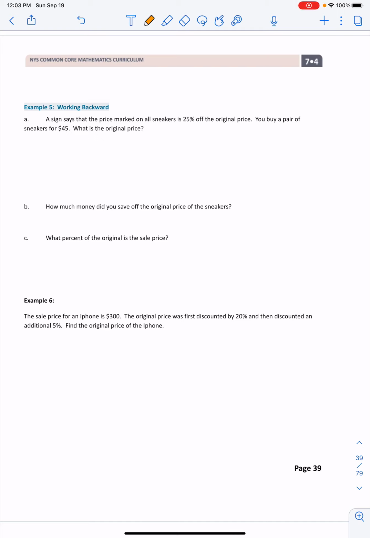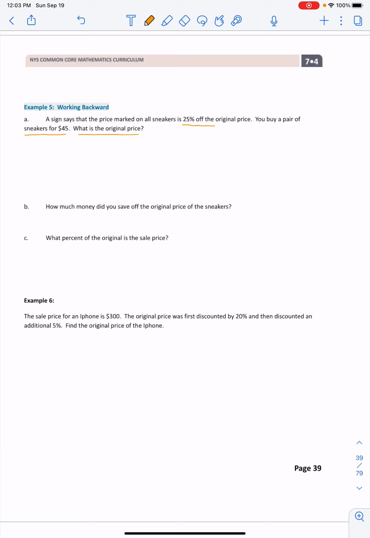This is day 2 of lesson 8. We are going to be working backwards today. It says a sign says that the price marked on all sneakers is 25% off the original price. You buy a pair of sneakers for $45. What is the original price?